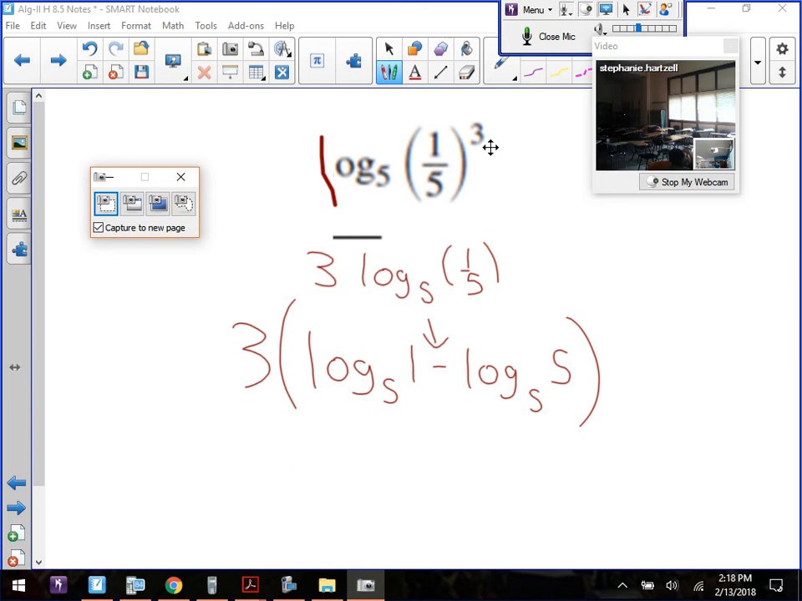What's log base 5 of 1? And log base 5 of 5? 0 minus 1 is? 3 times -1 is?